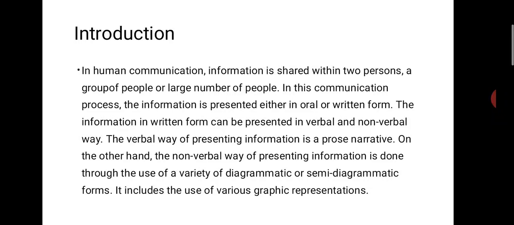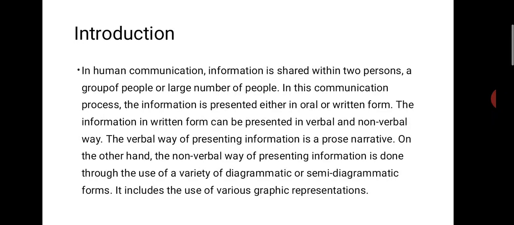In human communication, information is shared within two persons, a group of people, or a large number of people. In this communication process, the information is presented either in oral or written form. The information in written form can be presented in verbal and non-verbal ways. The verbal way of presenting information is a prose narrative. On the other hand, the non-verbal way of presenting information is done through the use of a variety of diagrammatic or semi-diagrammatic forms. It includes the use of various graphic representations.